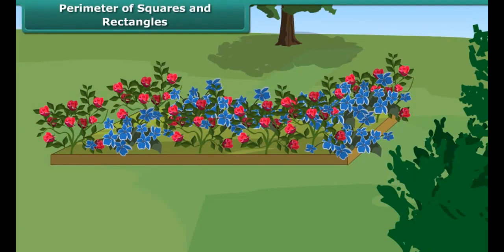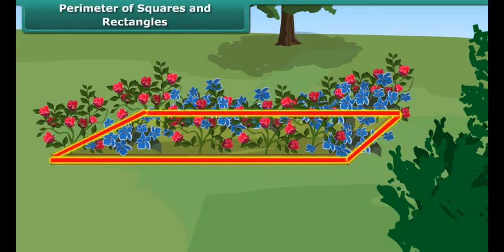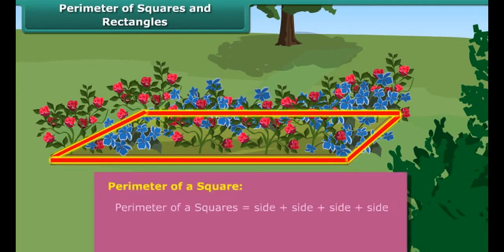Perimeter of squares and rectangles. Students, can you measure the boundary of the flower bed in the park? Yes, by measuring the sides of the flower bed. So, the perimeter of a shape is the outer boundary of the shape. So, the perimeter of a square is the sum of the sides of the square. Did you understand what perimeter is?